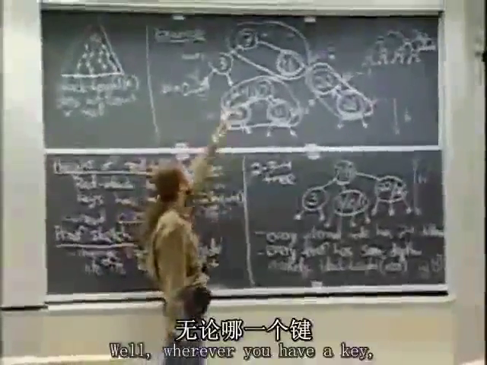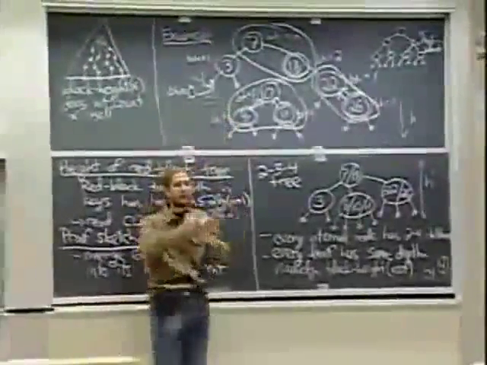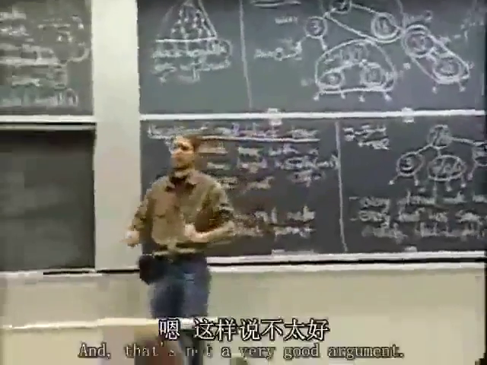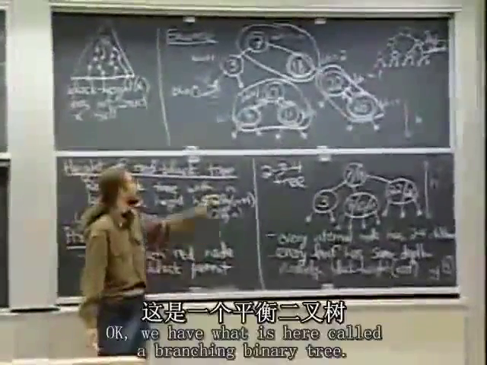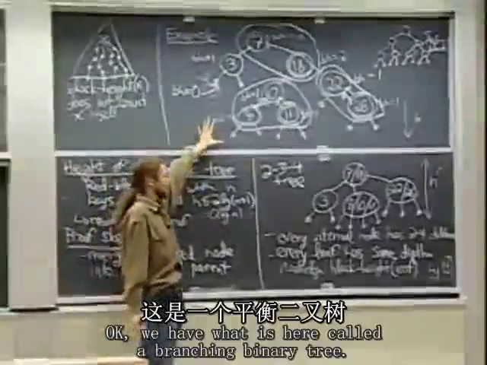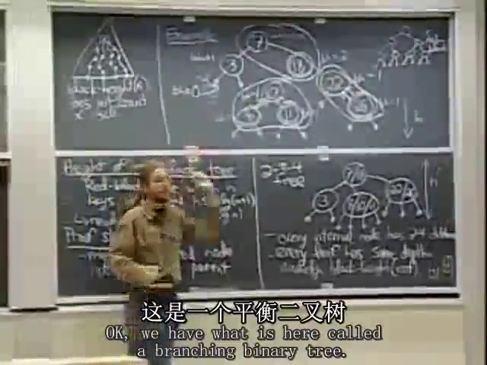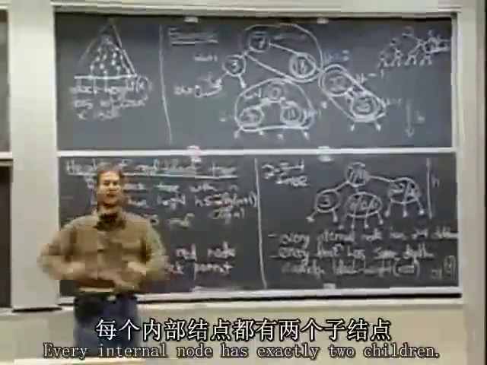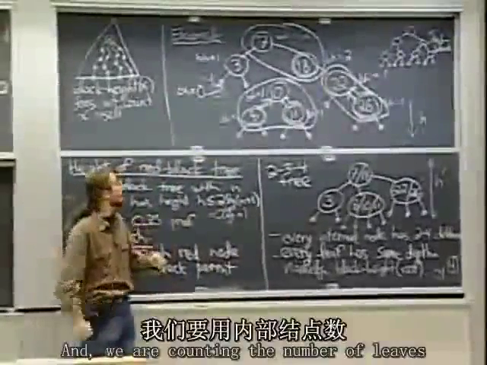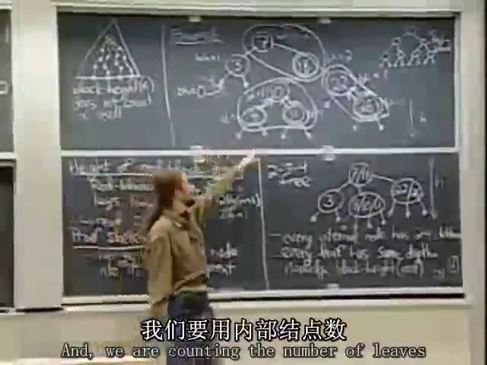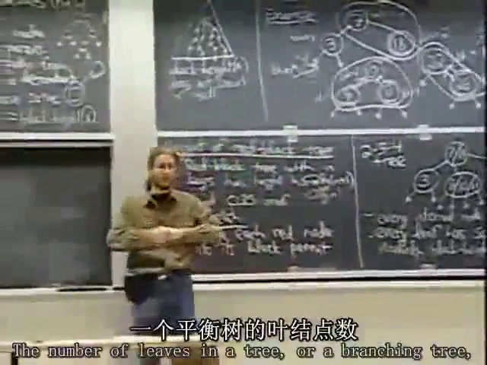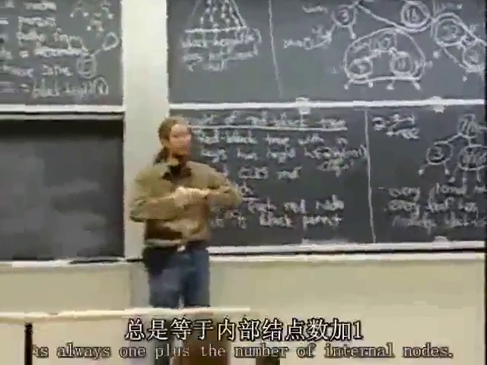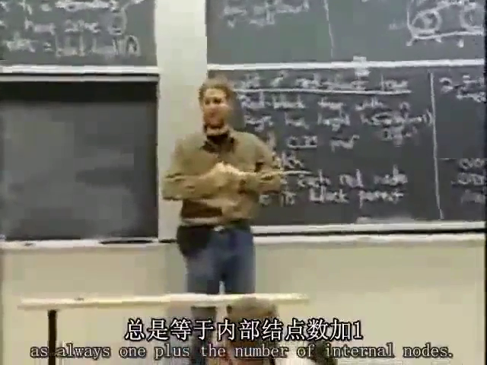Well, wherever you have a key, there are 2 branches. And that's not a very good argument. Okay, but we have what is here called a branching binary tree. Every internal node has exactly 2 children. And we're counting the number of leaves that you get from that process in terms of the number of internal nodes. The number of leaves in a branching tree is always 1 plus the number of internal nodes. You should know that.